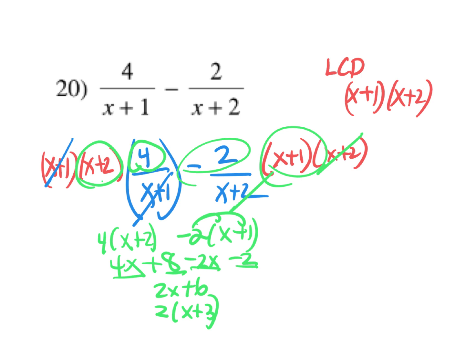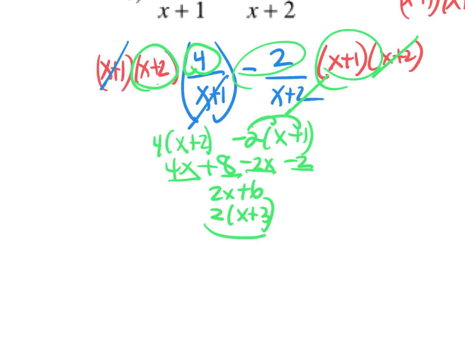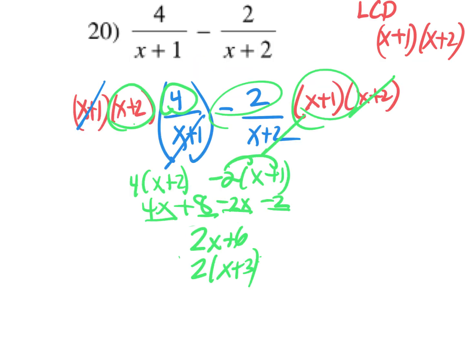So what we have left in our numerator then was 2x plus 6, which had a common factor of 2. And so our numerator is 2 times the quantity x plus 3. And then remember our lowest common denominator was x plus 1 times x plus 2.